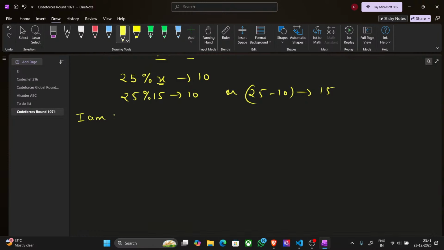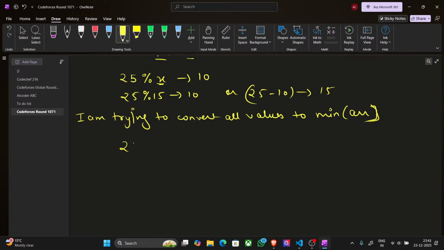I am trying to convert all values to the minimum value of the array. Okay, currently I'm trying to do this. While doing 25 modulus 15, I will get 10. So my x is currently 15.